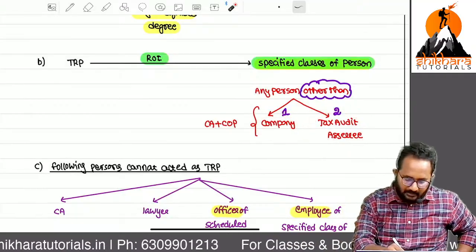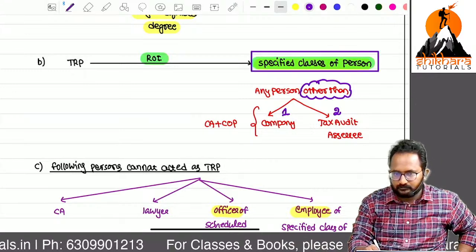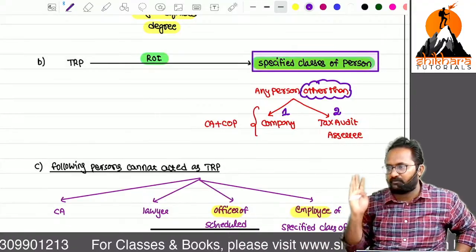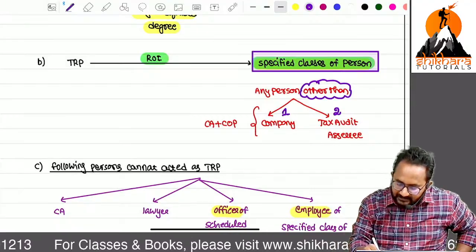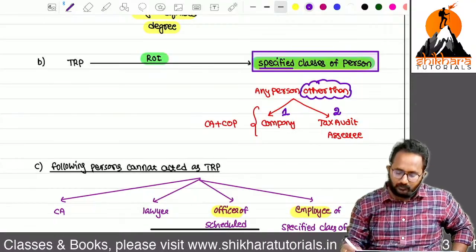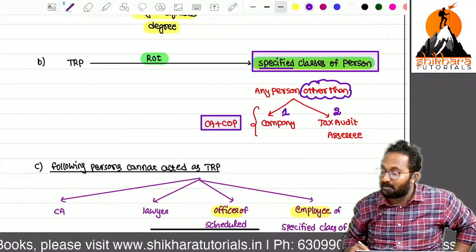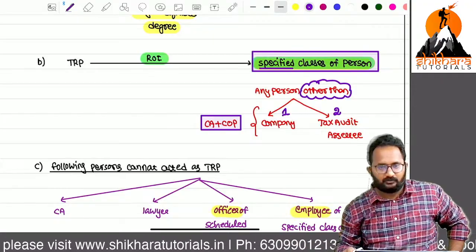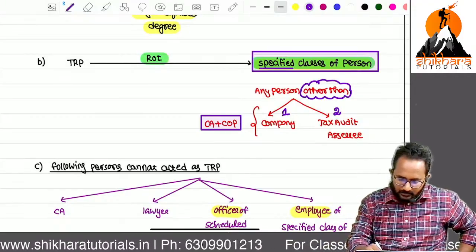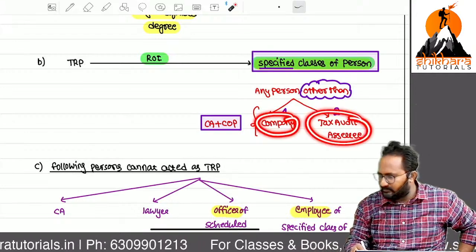But in your examination, if you do not mention this phrase, you will not get full marks. Only the returns of specified classes of persons you can file. What do you mean by specified? Other than two, all are specified. So what about these two assessees' returns? Who can file? CMA holding COP, CA holding COP. I am only stating the fact. For a company who can file, and tax audit can also be done as of now by a CA holding COP.